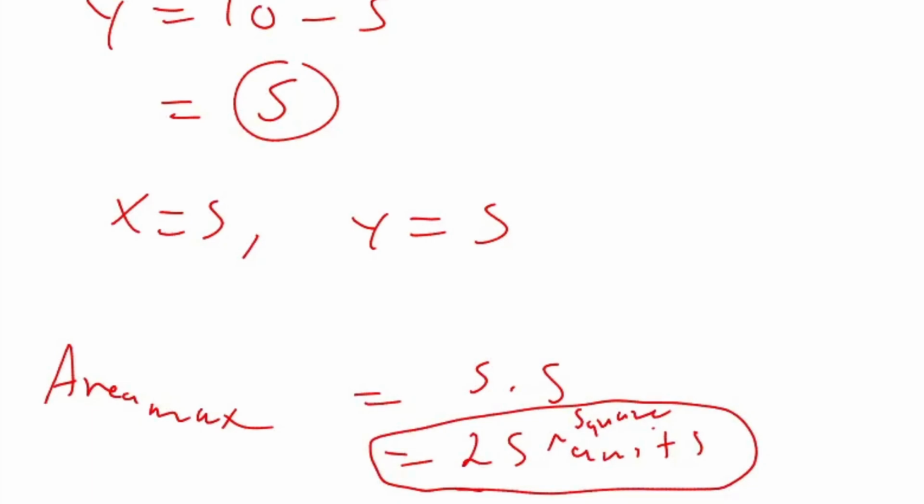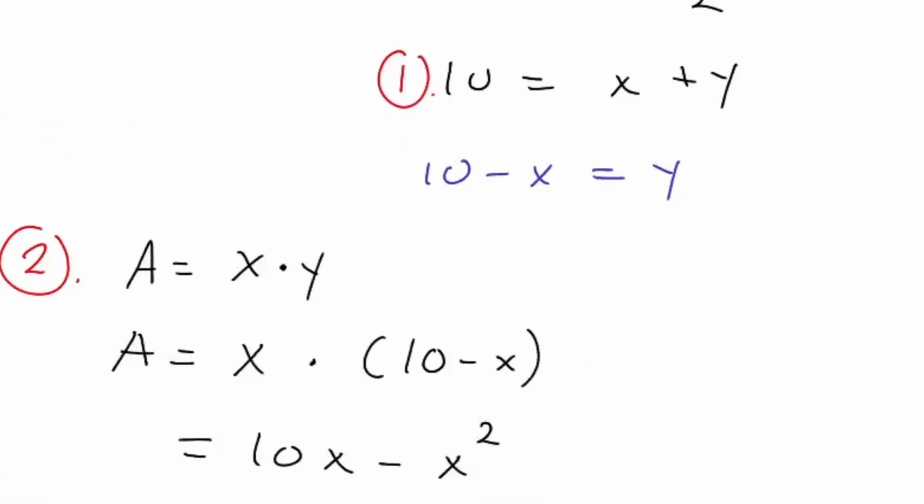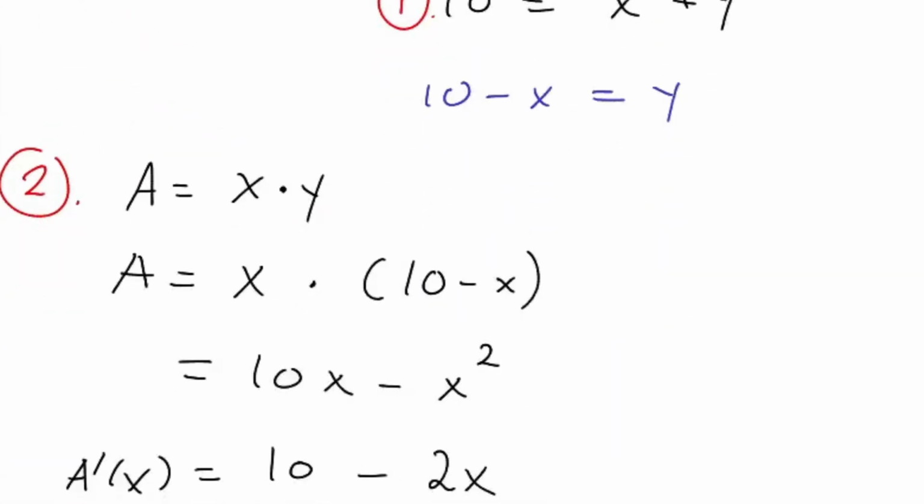So that's basically how you can approach an optimization problem involving a perimeter and area, and specifically for a rectangle.